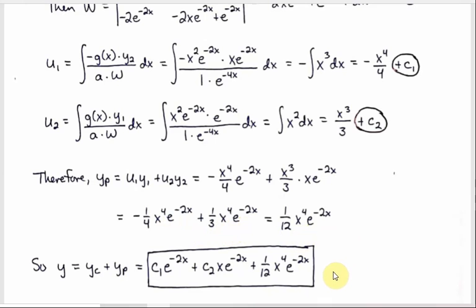And so then there's the general solution right there, right? Here's y sub c, the complementary, those first two terms, and there's y sub p at the end. And that's that. So that's one where you could go either way, but I think in this case, variation of parameters would be the shorter way of doing it.